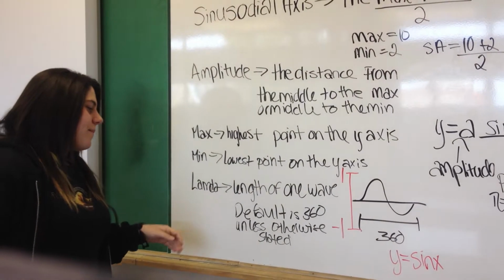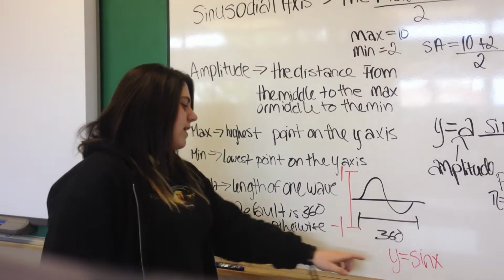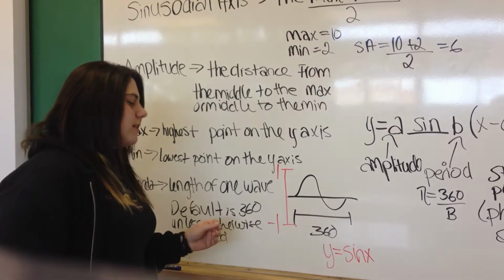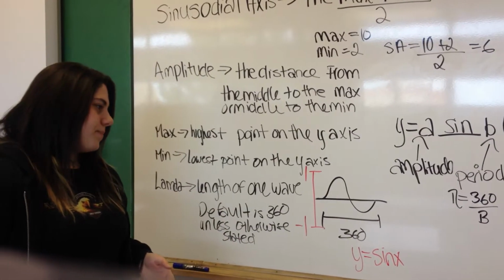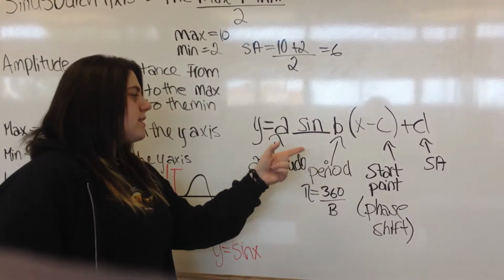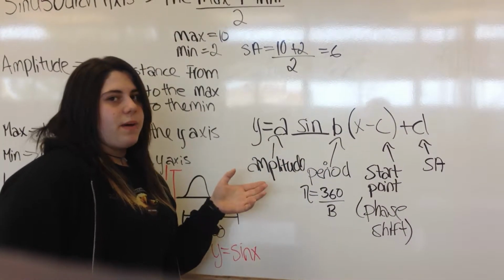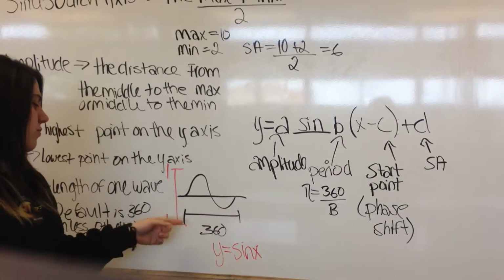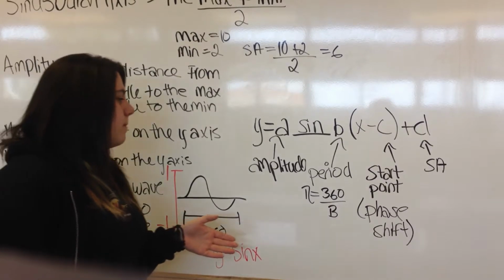a wavelength. In this one right here, y equals sine x, lambda is 360 degrees because by default it's 360. Over here, we have your period. That's the number that you divide 360 by to find your lambda. In this one, there's no number there, therefore 360 remains lambda.